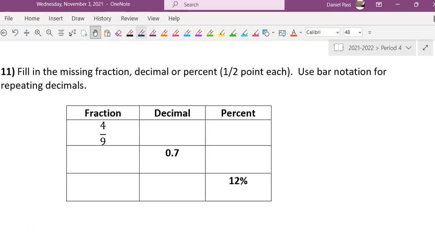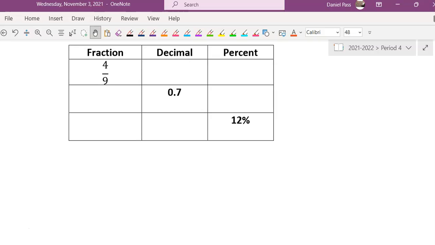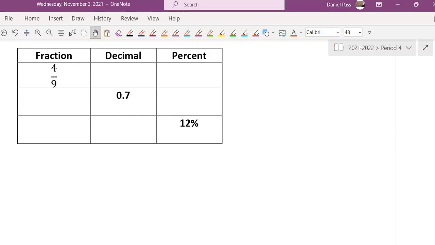So, what do you say? 4/9. Alright, so we divide 4 by 9 to get the decimal. You want to pick the color? Light blue. Okay, so we divide 4 divided by 9. That is correct, because we know our fractions are division, right? Okay. What do we get?